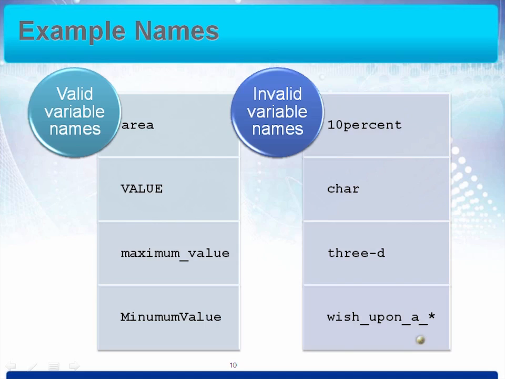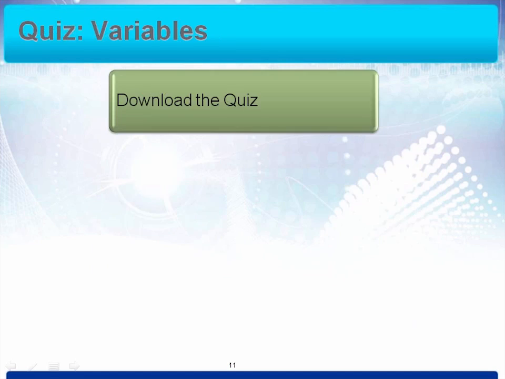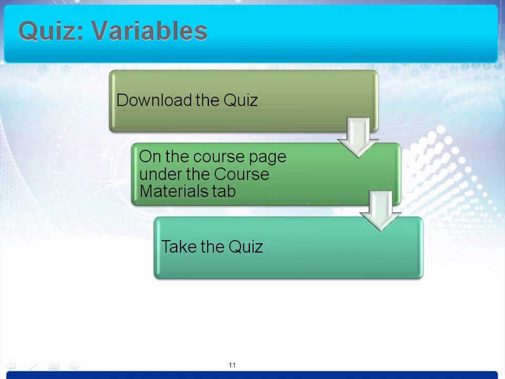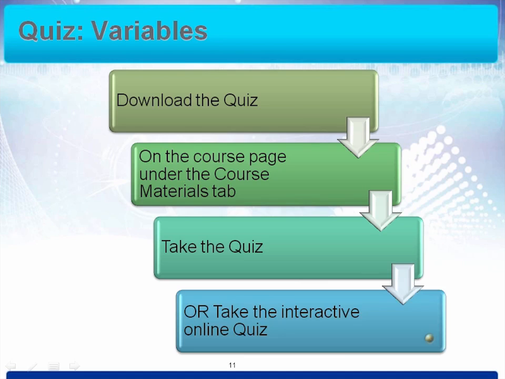All right, so keep in mind those rules we just talked about, that letters, digits, and underscores, and it has to start with a letter. And what you're going to do is take a little quiz. There's a quiz on the site that you can go download. On the course page, under the course materials tab, you'll see a quiz for this particular module, and you can look at a whole series of variable names. They'll ask you if they're valid or invalid, and then you can answer that and then look at the solutions. So you take the quiz and check the answers. There's also an interactive online quiz that you could take if you'd rather do that.